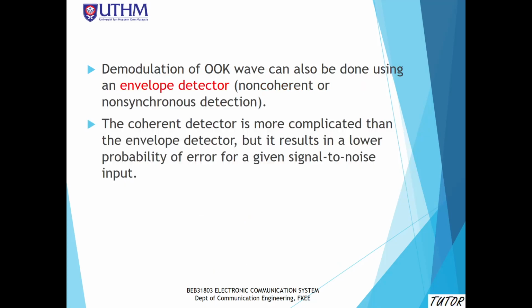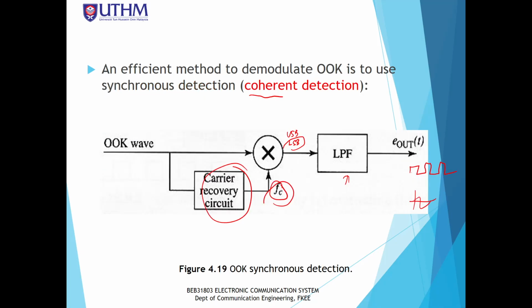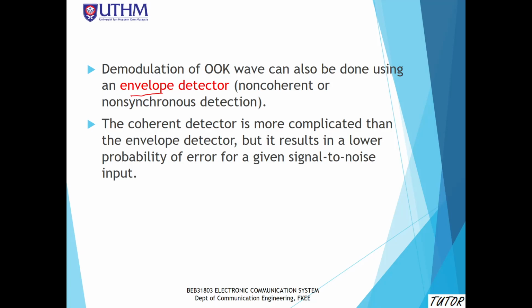Also non-coherent detection, where we can use an envelope detector. So this is the name of the non-coherent detector, also known as the envelope detector. The coherent one is using a synchronous detection, and for the non-coherent we can use the envelope detector. So this is one of them. There are many other types of non-coherent detection process, which is non-synchronous detection.